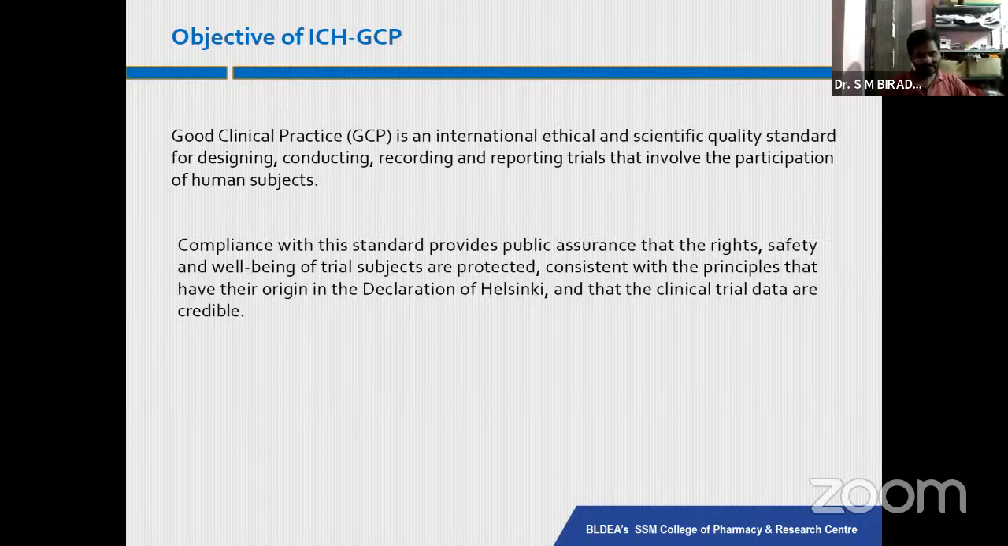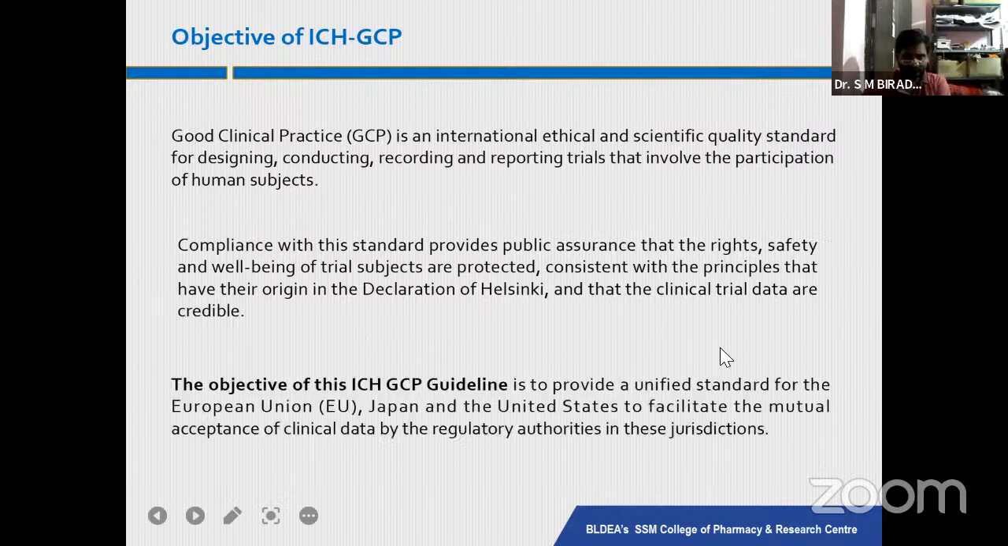Compliance with this standard provides public assurance that the rights, safety, and well-being of the trial participants are protected. If you follow it, it automatically ensures that the rights of the patient, the safety of the patient, and the well-being of the participants are protected, with consistent and original documentation.